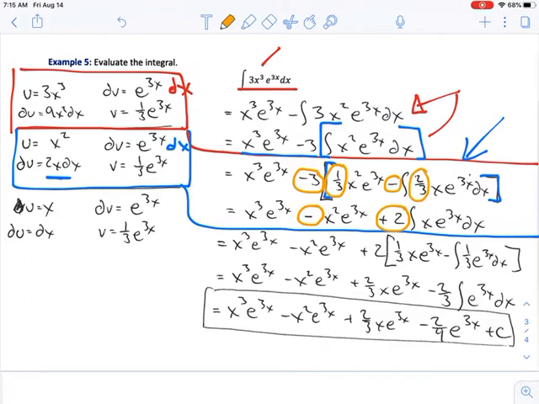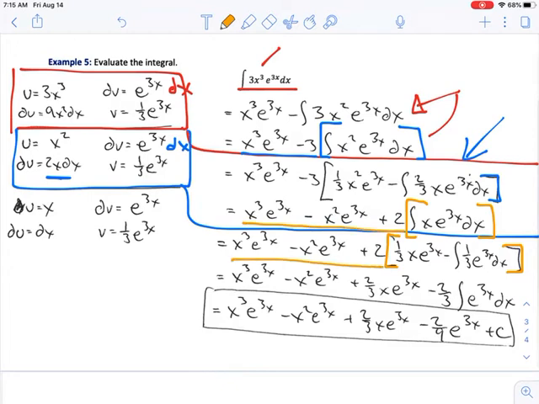Well, taking a look at the resulting integral, I see we have a problem. We still cannot integrate x e to the 3x, which means I have to do integration by parts a third time. And so, brackets to brackets, everything else comes down. That all just comes down.